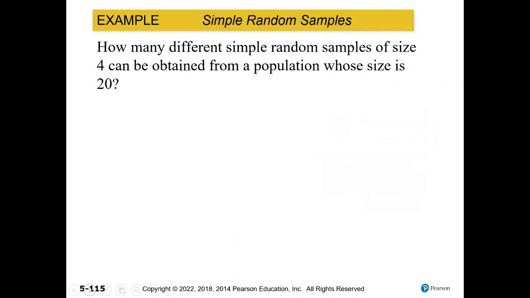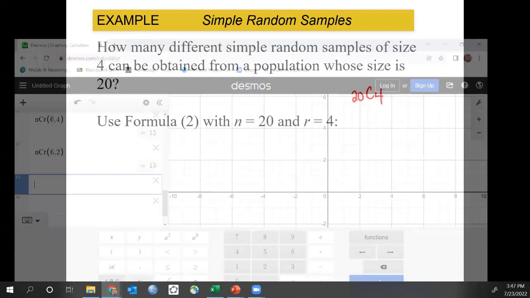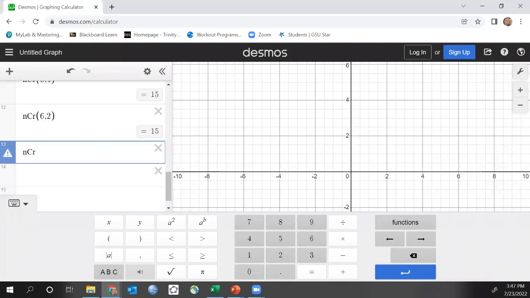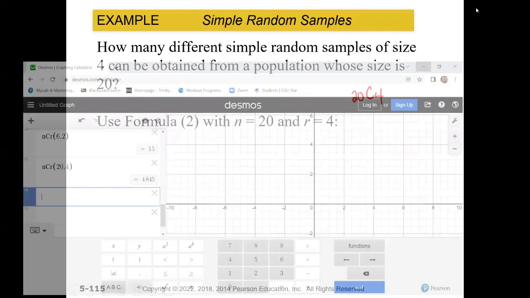How many different simple random samples of size 4 can be obtained from a population whose size is 20? So sample sizes, grouping, it does not matter order here. So we are going to use a combination. So I'm going to do 20 choose 4. And I will go right to my Desmos. nCr 20 comma 4 inside of parentheses. And I have 4,845 groups of 4 that can be made from 20.